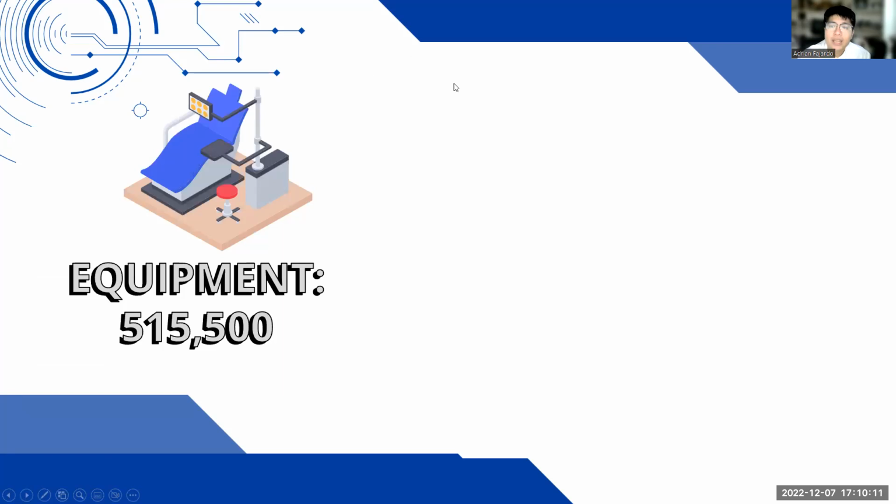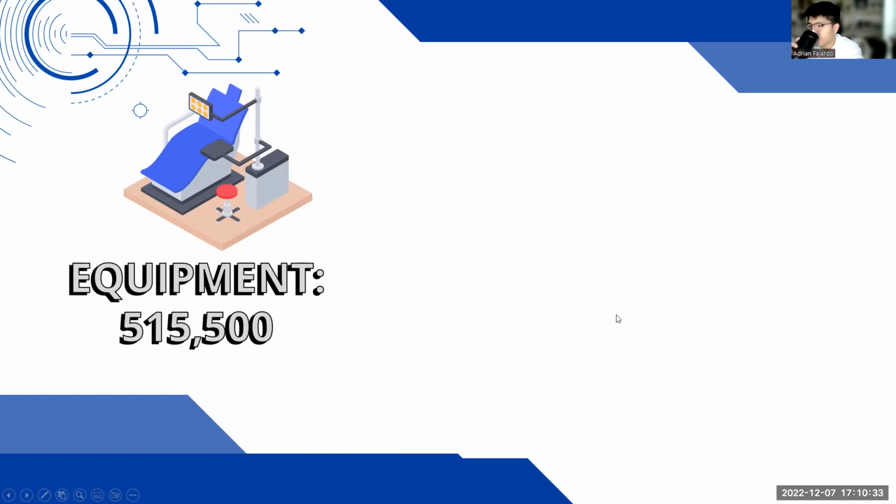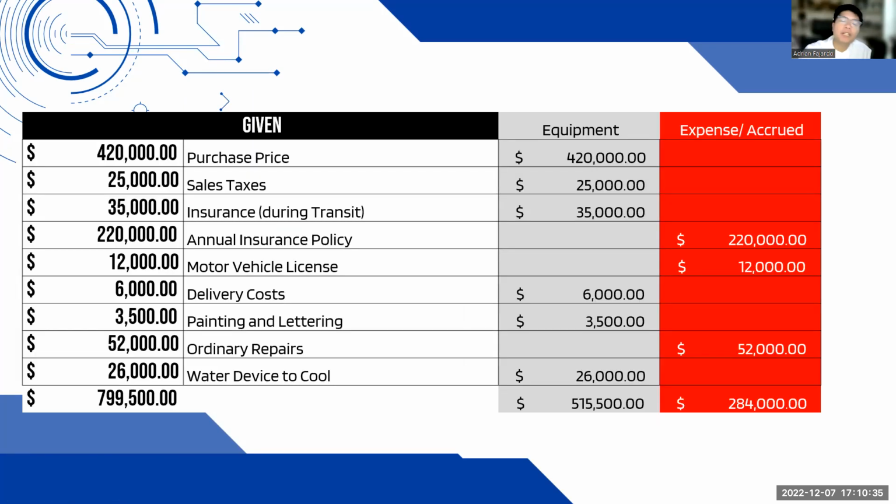So our journal entry would be, credit cash of 799.5 thousand, and then debit equipment 515,500, debit prepaid insurance for your annual insurance of 220, debit taxes and licenses for motor vehicle registration, and then the ordinary repairs of 52,000 you debit to repair expenses. So again, for machinery and for equipment, the question is just, do you capitalize or do you outright expense, right?